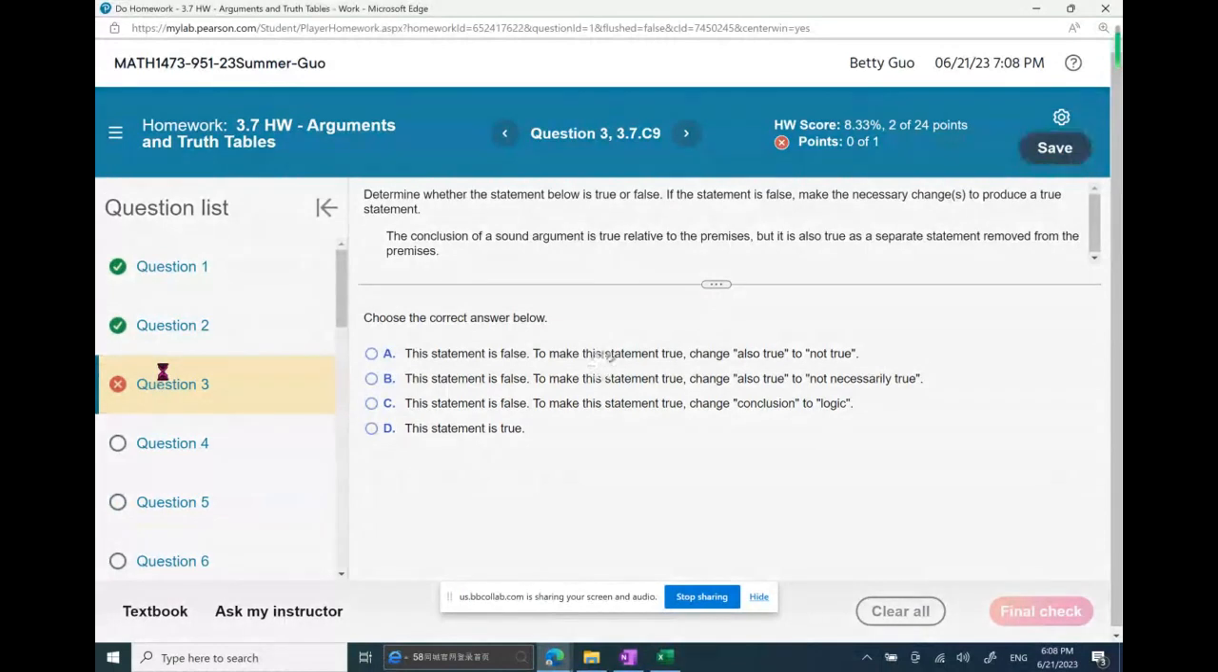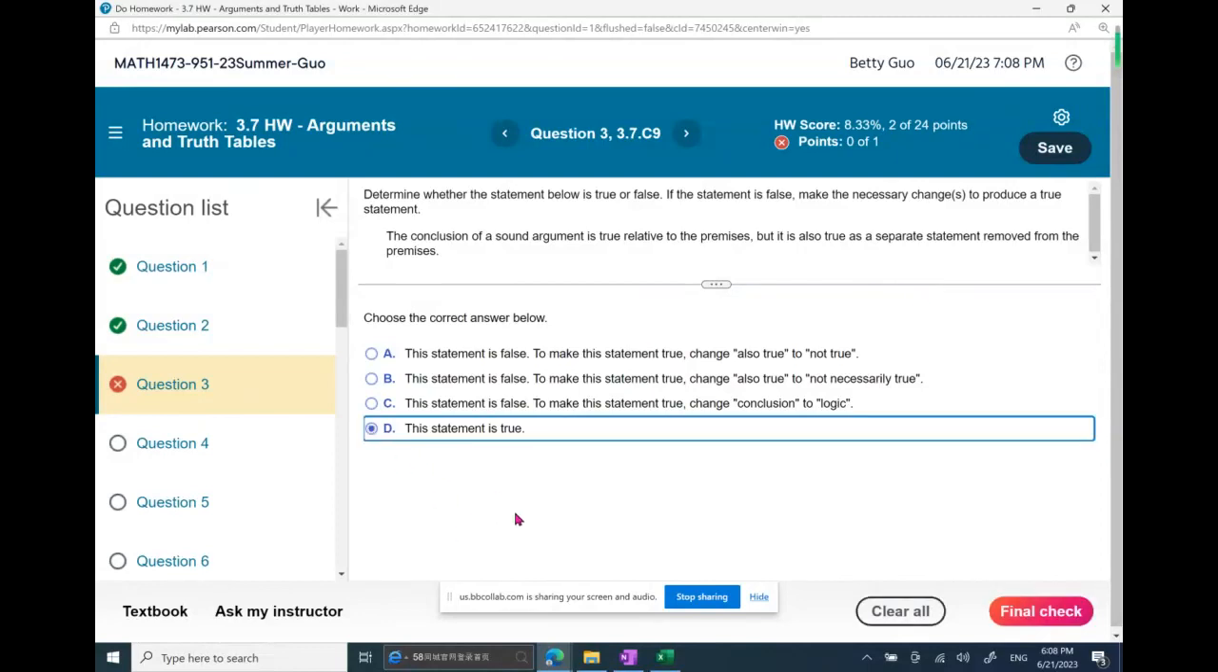Okay, so let's look at question number 3 one more time. The conclusion of a sound argument is true relative to the premises, but it is also true as a separate statement removed from the premises. This statement is true. The conclusion of a sound argument is true.